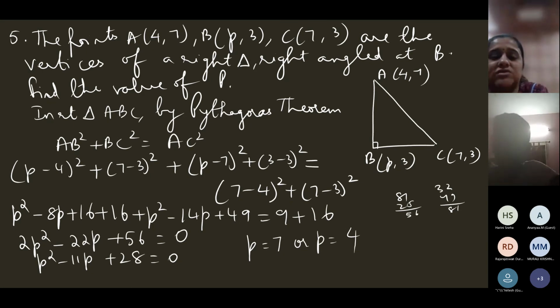So since it's given it's a right triangle, we'll have to use Pythagoras theorem. Distance formula. And that will take you to a quadratic equation, split the middle term and find the values of p. Very easy. You just have to be careful while calculating and using the formula.